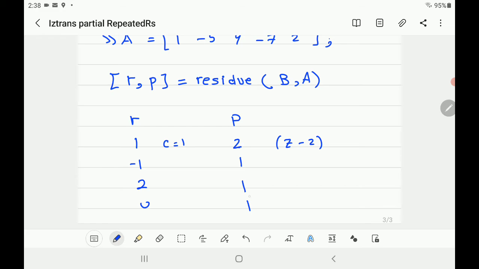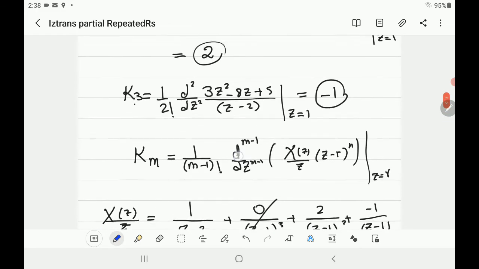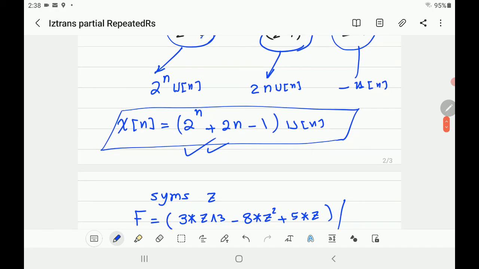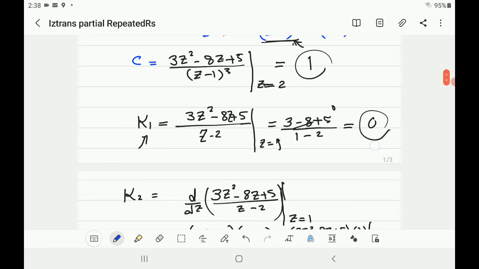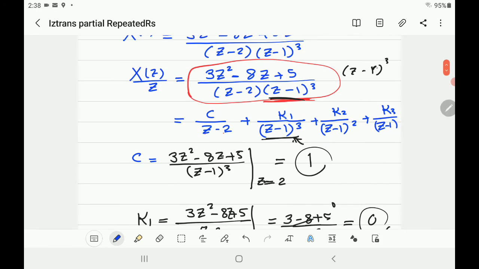Okay, what about that? You start from the last one, that's corresponding to z minus 1, the last one, and the coefficient is 0. If you remember, we got 0 for K1. There, yes, that's K1, we got 0. All right, and K1 is the residue for z minus 1 cubed.